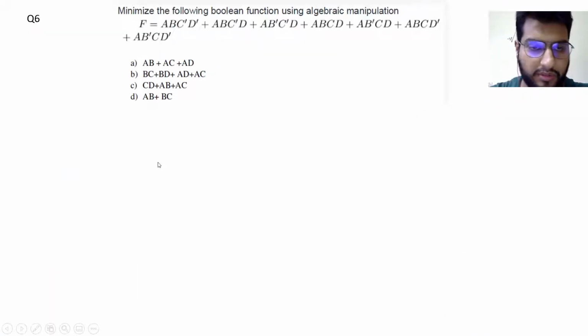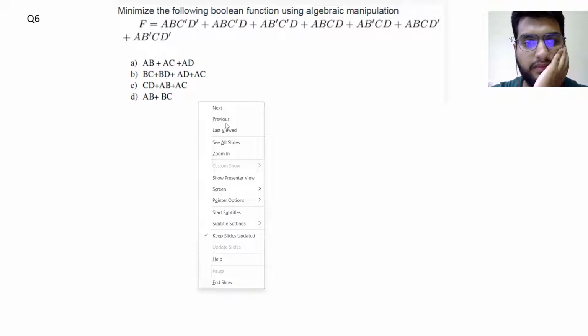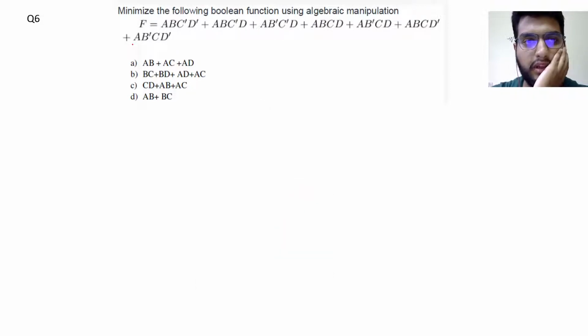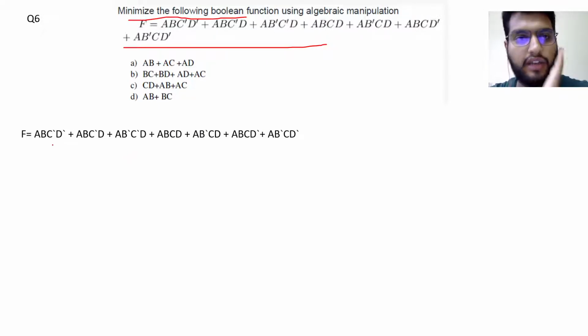So I can move to question number 6. Question number 6 asks us to minimize the following Boolean function, this function that is given here, using algebraic manipulations. So we will first write the expression f equal to abc complement d complement plus abc complement d plus ab complement c complement d plus abcd plus ab complement cd plus abcd complement plus ab complement c d complement.